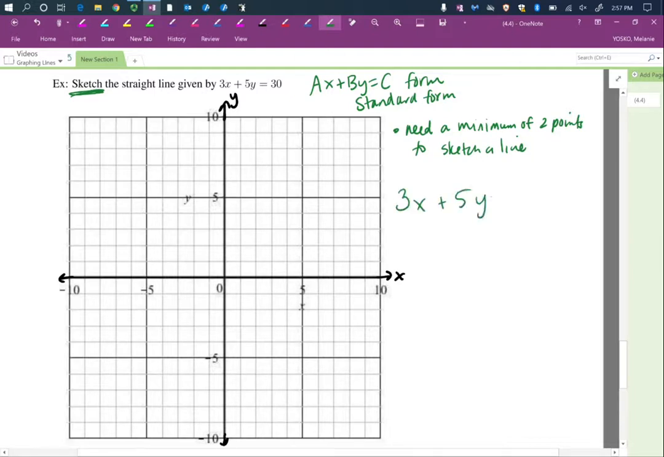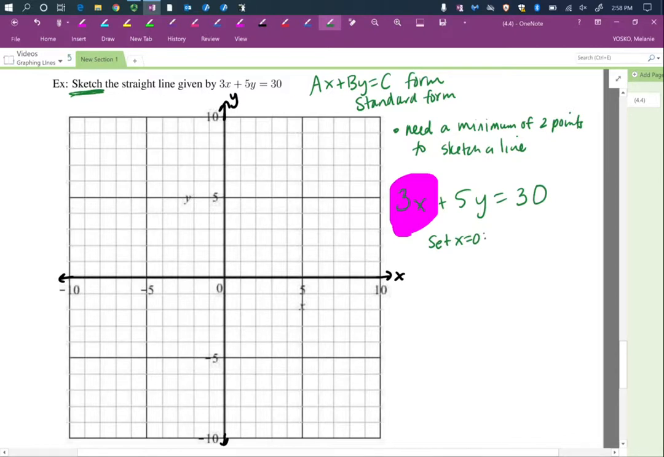So 3x plus 5y equals 30. We're going to plot this using intercepts. So what I want you to do is take your hand and cover up this piece right here with your finger. If you do that, what we're really doing is setting x equal to 0. So cover it up with your finger so you can't see it.